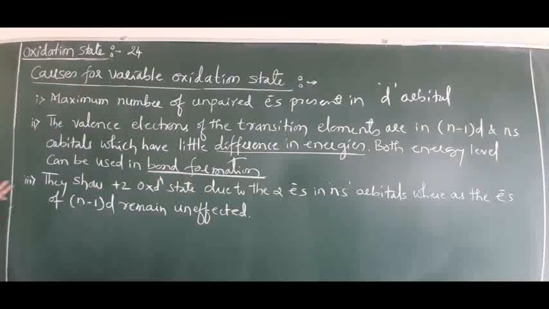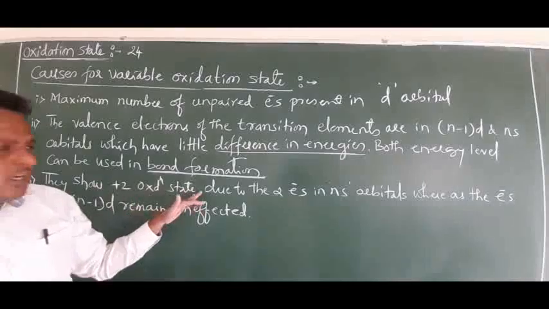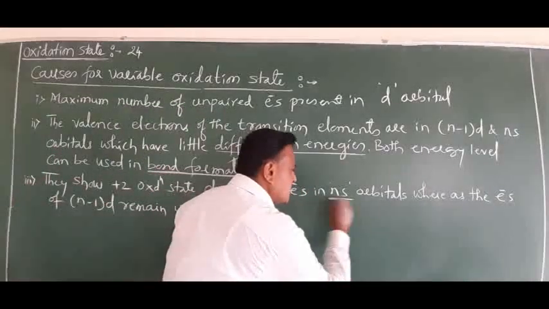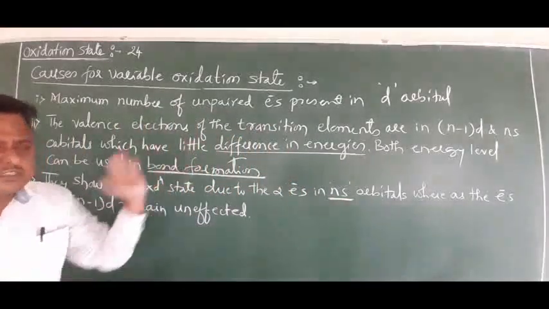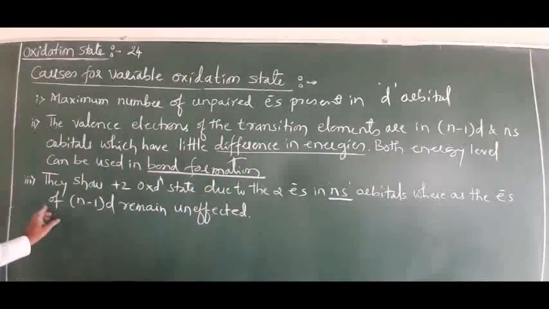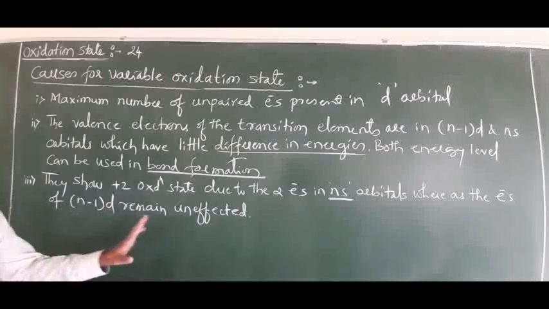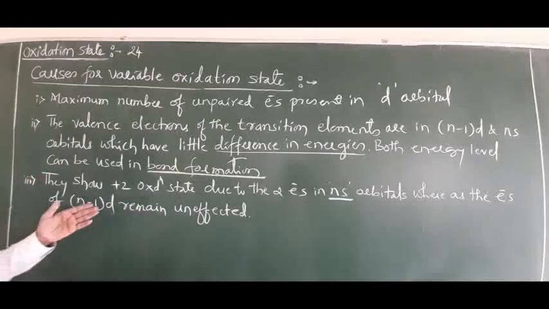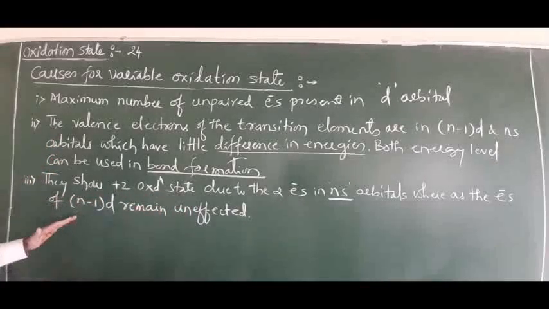The third point: they show +2 oxidation state due to the 2 electrons present in the outermost ns orbital, whereas the electrons of (n-1)d remain unaffected. So it does not affect any electrons in the d orbital.